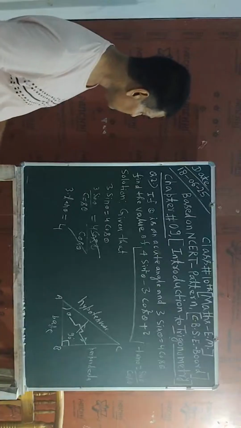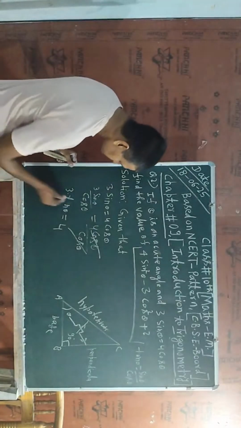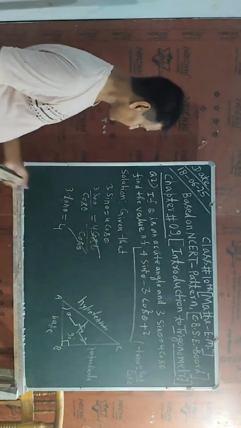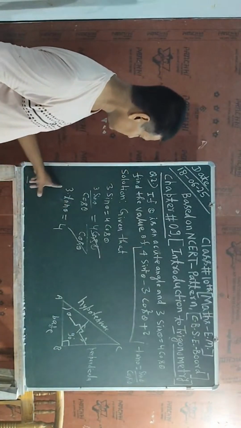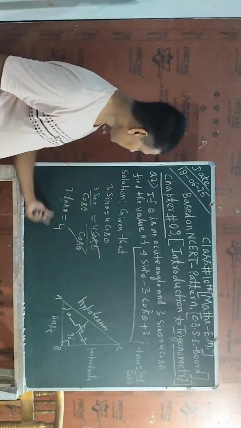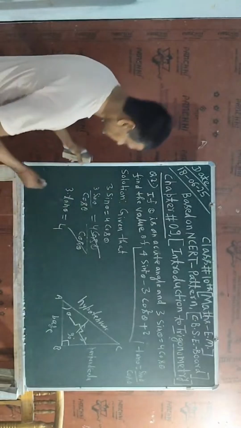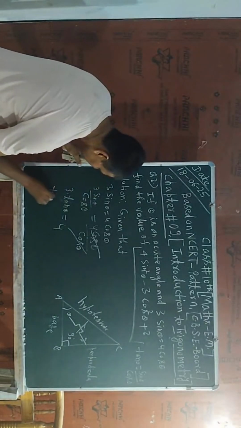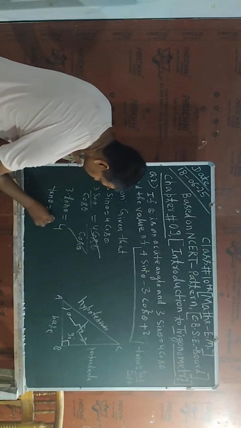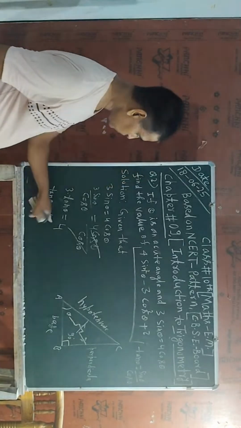Again I will simplify for getting the value of tan theta, because 3 is multiplied on the left side but it will go to the right hand side, so 4 is divided by 3. So I can write tan theta is equal to 4 divided by 3.